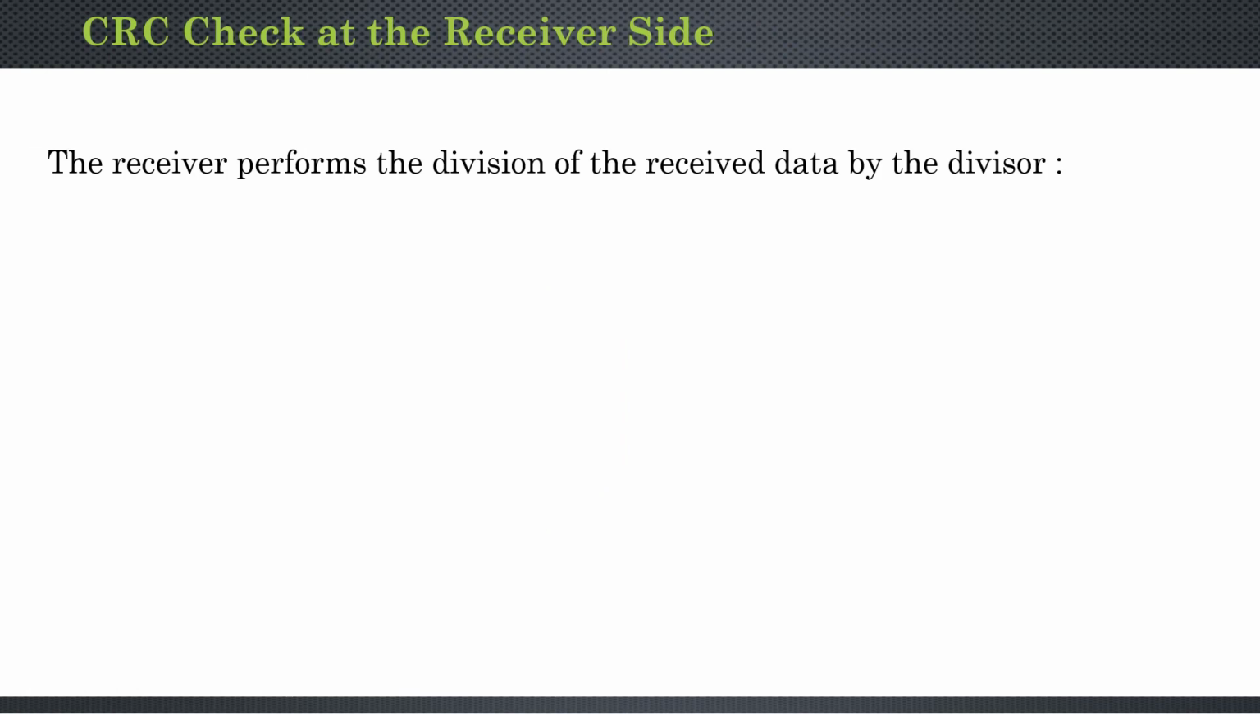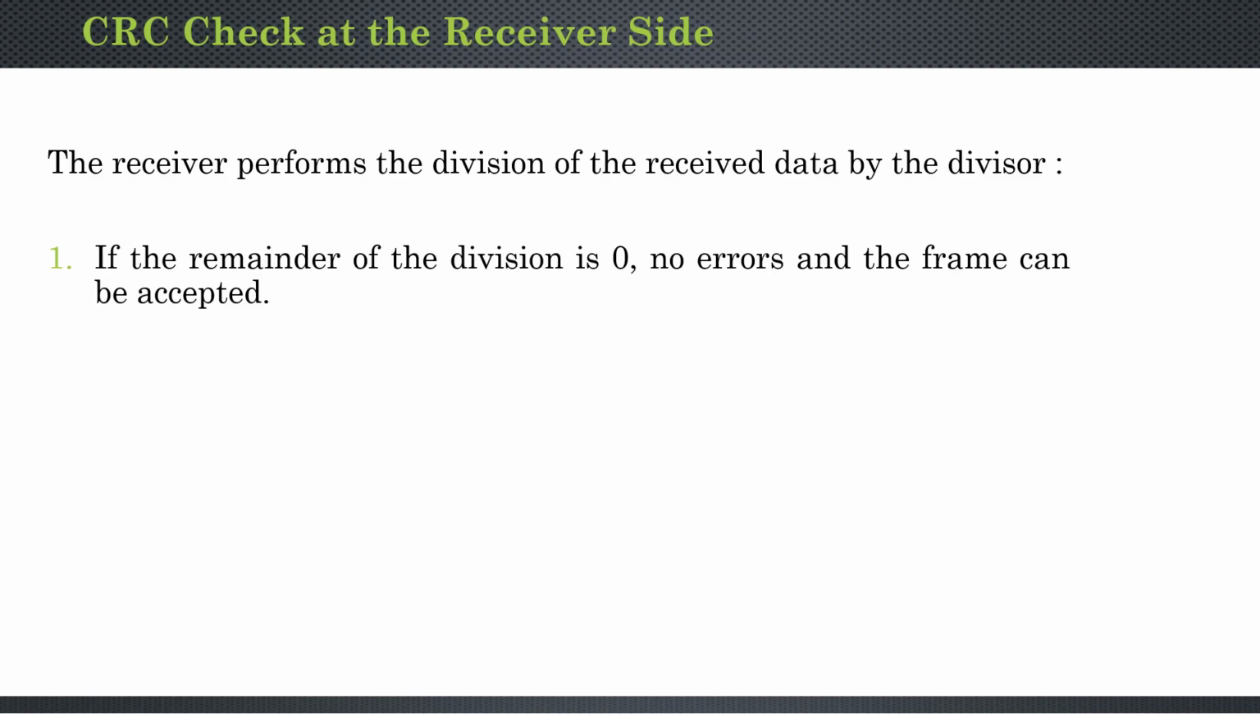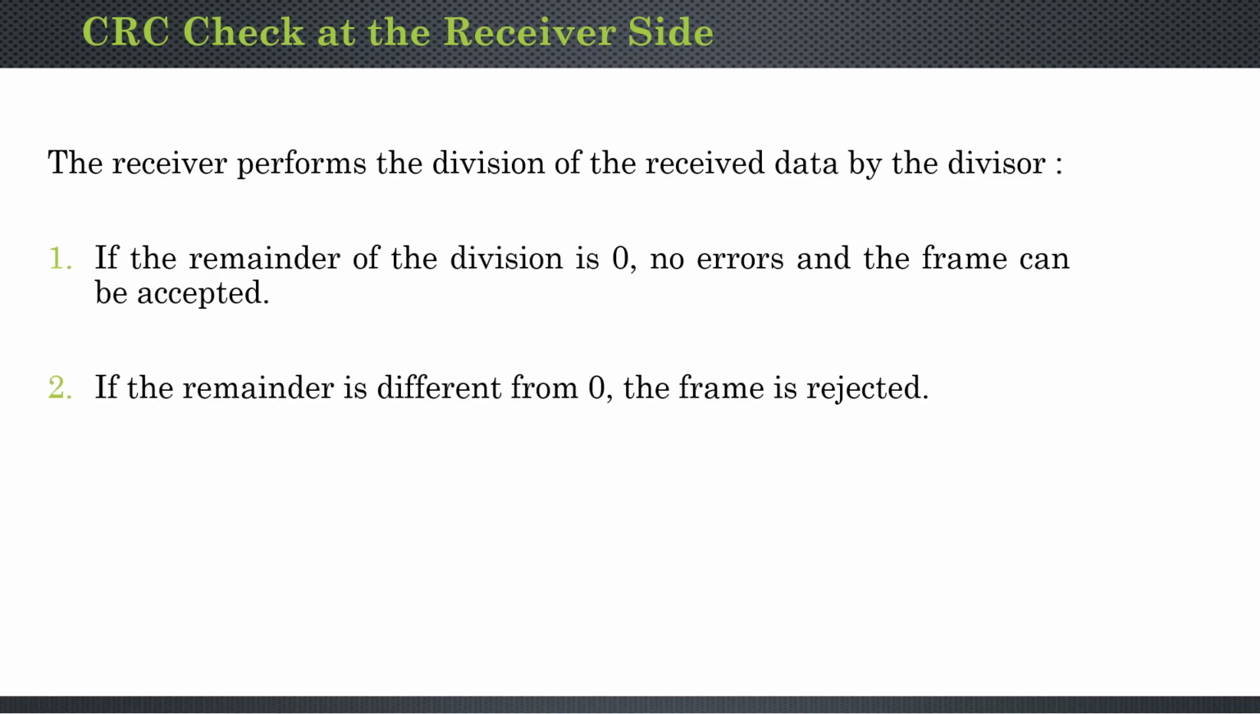Now, let's see what the receiver does. Once the data is received, the receiver has to check the CRC. The receiver performs the division of the received data by the divisor. We recall here that the divisor is previously known by both sides, the sender and the receiver. When the receiver performs the division, it checks the remainder. If the remainder of the division is 0, it means that no error is detected and the message can be accepted. If the remainder is anything else, which means it is different from 0, it means that there is at least one error and the data is rejected.